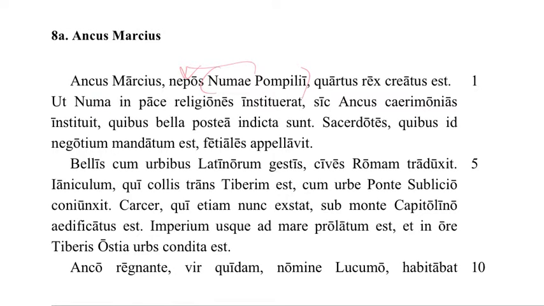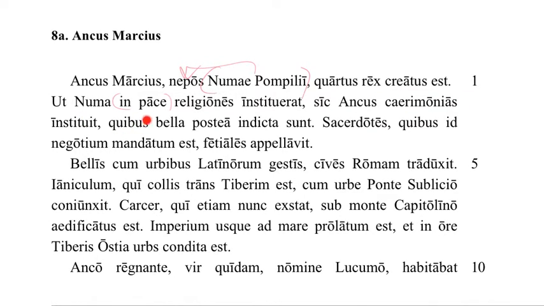As numa in pace, prepositional phrase. Religiones, direct object. And so as numa had done this to this in peace, thus we have some sort of parallel construction going on. Ancus did this to ceremonias. So just like this, thus this thing happened in a similar way. So we've got the subject, verb, direct object here.